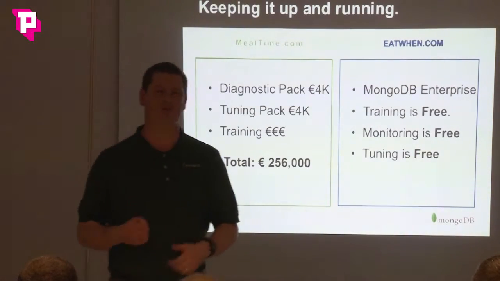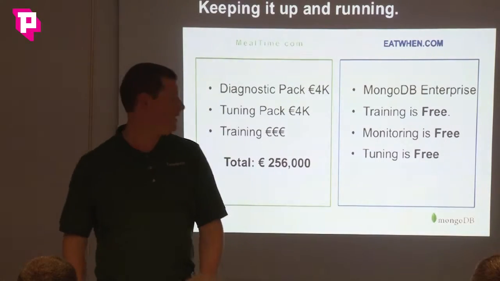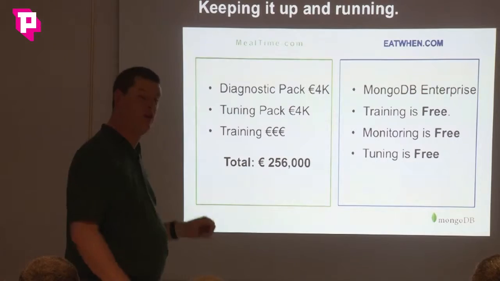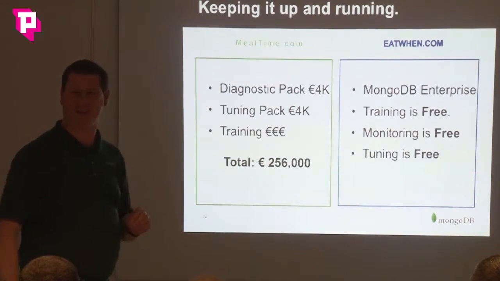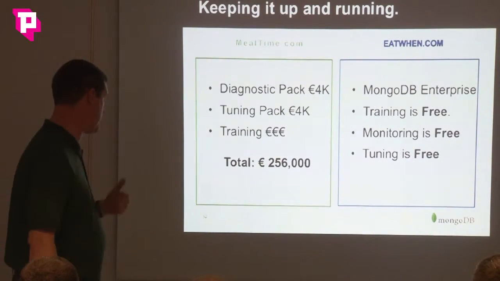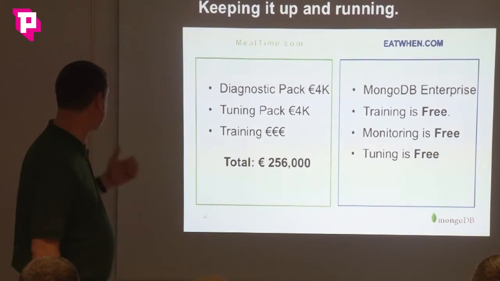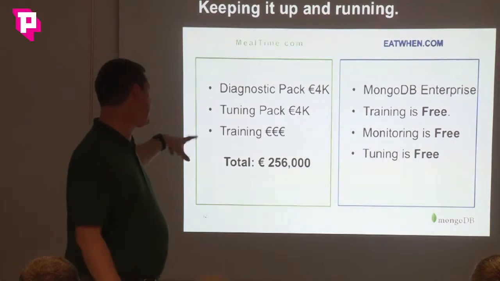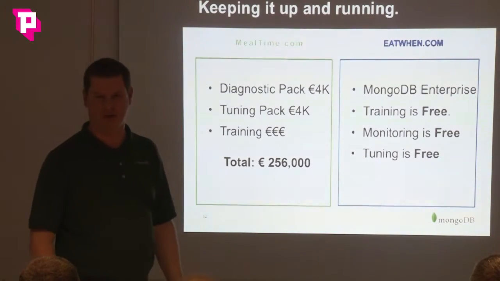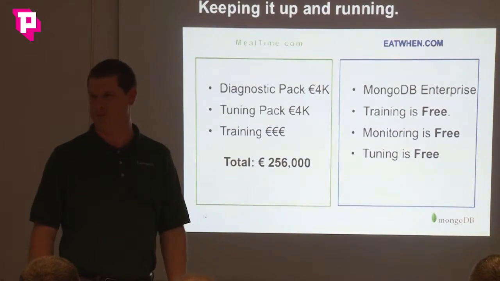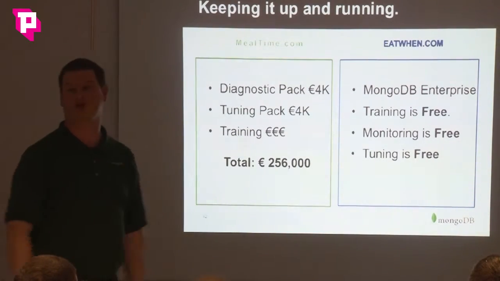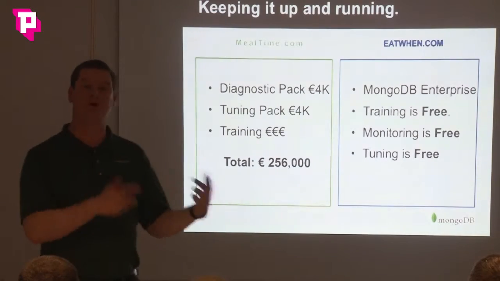What about keeping it up and running and making it run quickly? Well, Oracle will charge you €4,000 per core for the diagnostic pack, and €4,000 per core for the tuning pack, and they will do training for euros. So, leaving the training aside, that's another $250,000 because you wanted your system to go a bit quicker on the same kit. MongoDB with Enterprise, all the training you want is included, all the monitoring is included.